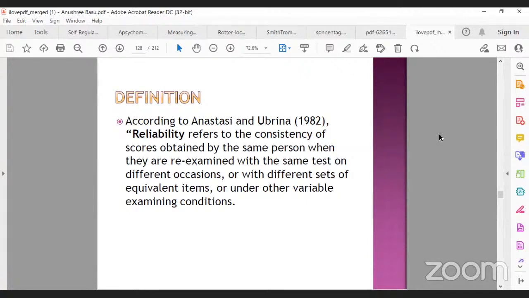So we are re-examining with the same test. So in your case, when you attempt to measure test-retest reliability, what will you do? You would use your test and administer the same test on the same people. Either you will use the same test or you would use different sets of equivalent items. What do you understand by equivalent items?